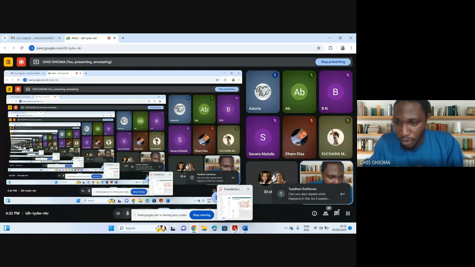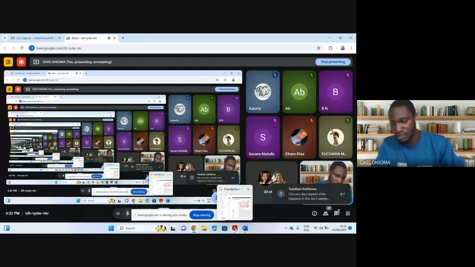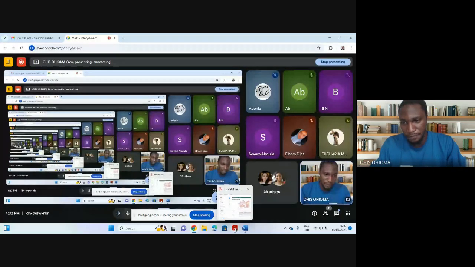Okay, so let me repeat what happens in the first 3 weeks. What happens in the first week basically is that there is fertilization, beta HCG is being produced, there's formation of the morula and all that. It's at the morula stage in week 1. So the morula is just like a ball of cells, right? That's what happens in week 1.